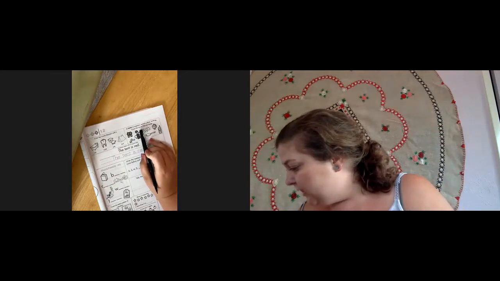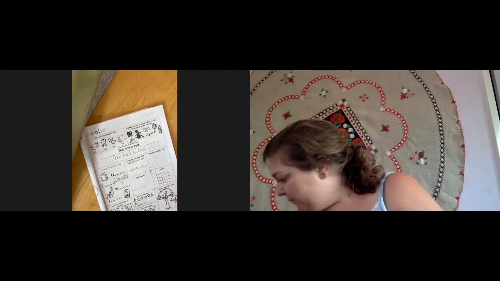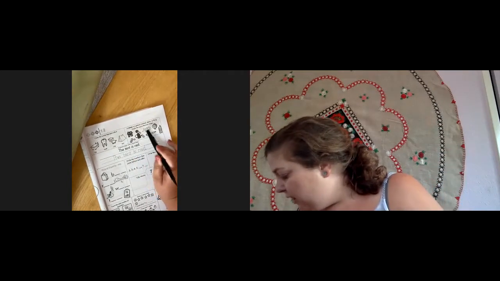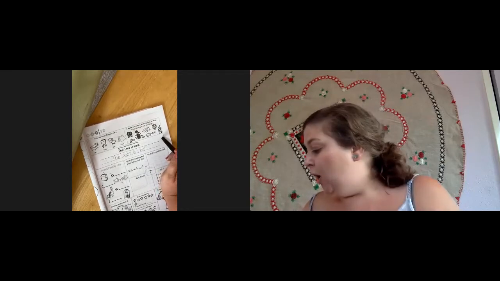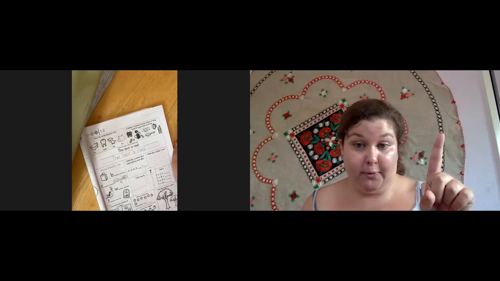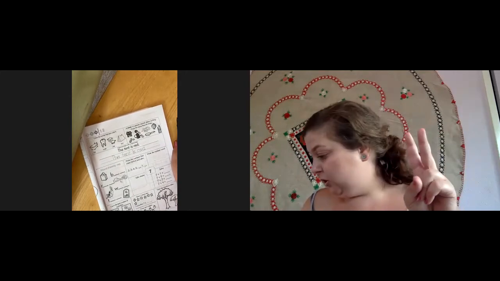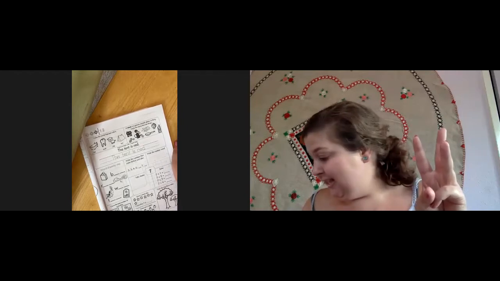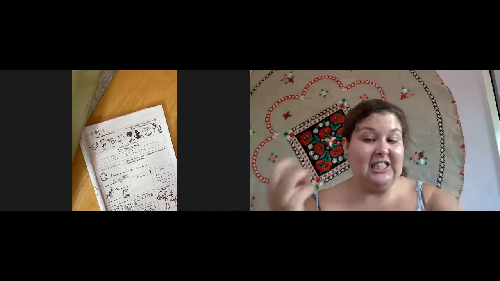Circle the nouns that are things. So all of these photos are nouns. But they don't want you to circle people. They don't want you to circle animals. And they don't want you to circle places. They want you to circle things.